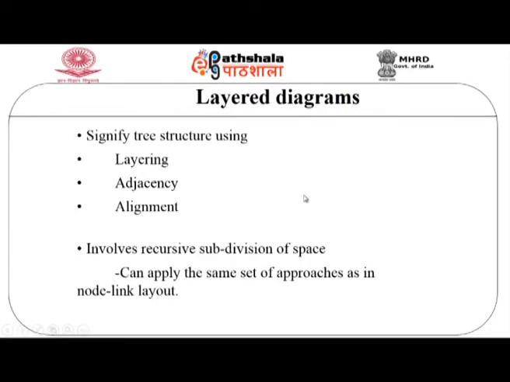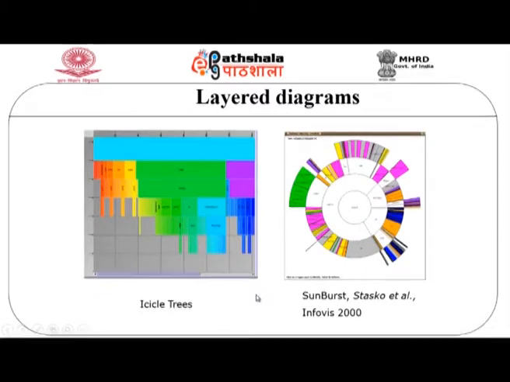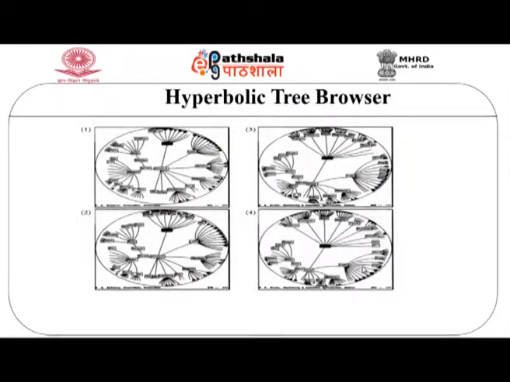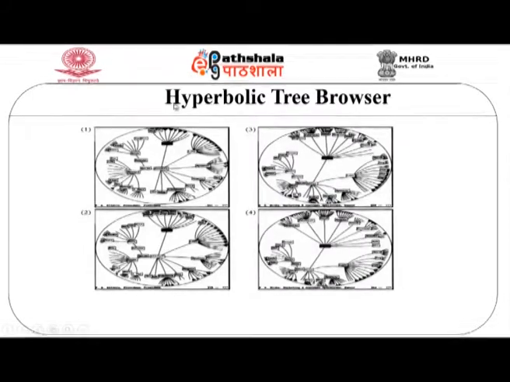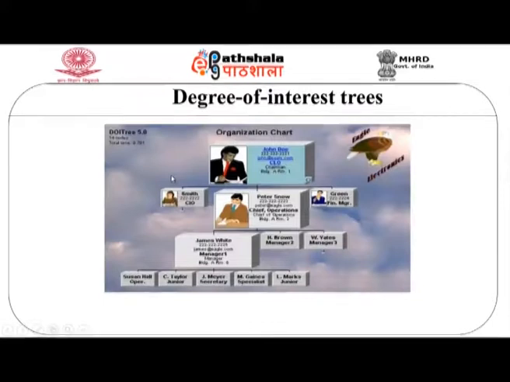There are various layered diagrams which try to signify the tree structure using layering, adjacency and alignment. These all involve the use of recursive subdivision of a space, which can apply the same set of approaches as in the case of node link diagrams. So, these are layered diagrams which try to use a recursive approach. This is an example of an icicle tree and this is a sunburst example, shown in the form of a radial view. You have the hyperbolic tree browser, wherein you have the view in the form of hyperbolic trees. This is another interesting example of a tree structure called degree of interest trees.